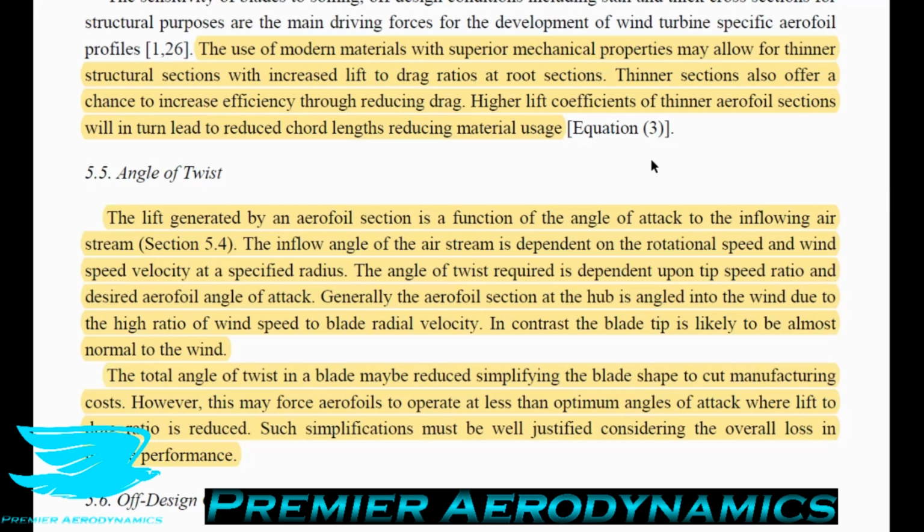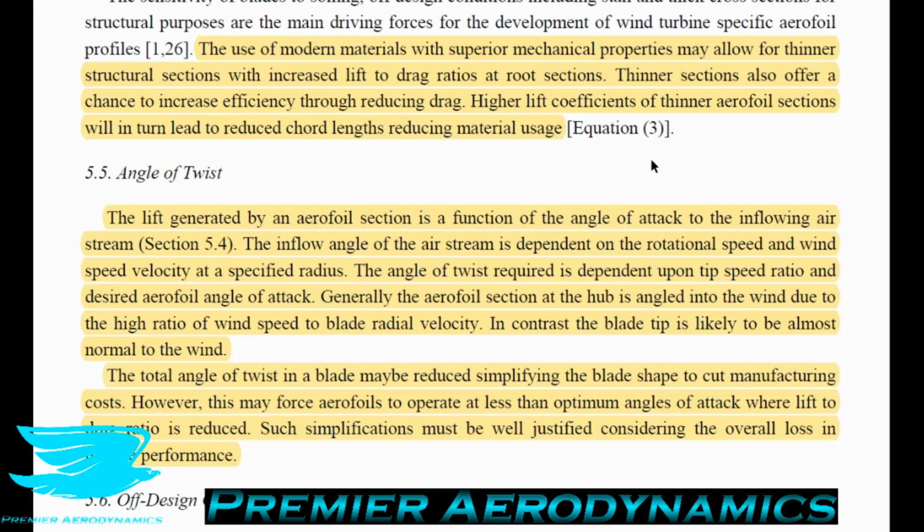Like aircraft, for example, like airplanes, the twist of the blade on a wind turbine is not constant. So, they discuss here, they say the lift generated by an airfoil section is a function of the angle of attack to the incoming flow. The inflow angle of the airstream is dependent on the rotational speed and wind speed velocity at a specified radius.